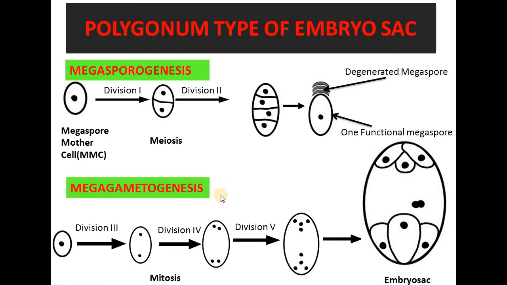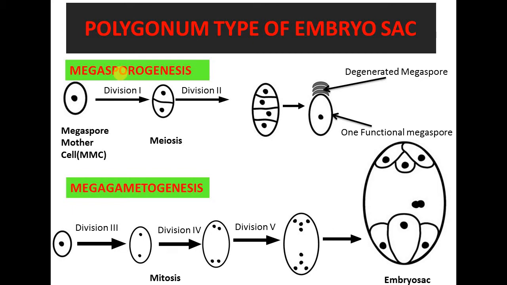Now in this diagram we can understand the development process of polygonum type of embryo sac. 2 processes are there, remember. The first one is megasporogenesis and second one is megagametogenesis. When the megaspores are produced, it is called megasporogenesis. When gametes are produced, then it is called megagametogenesis.